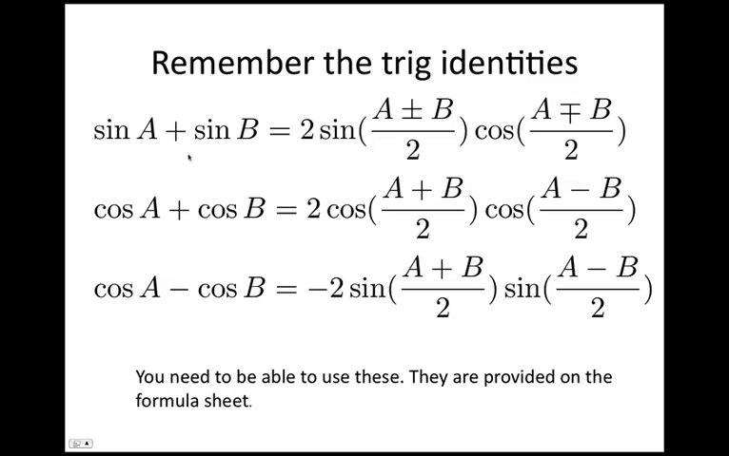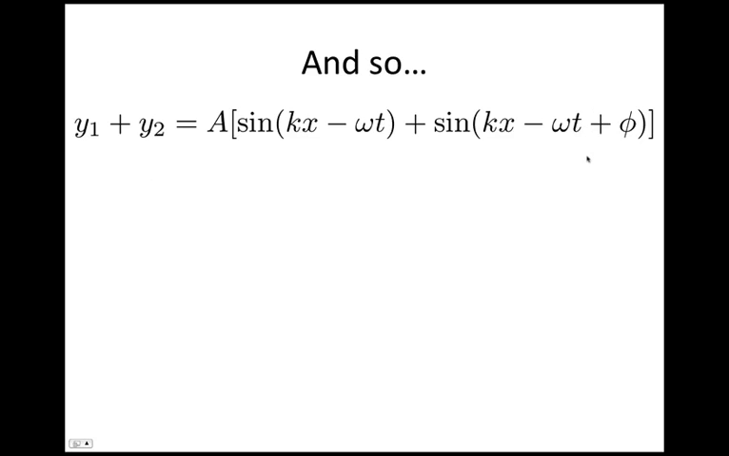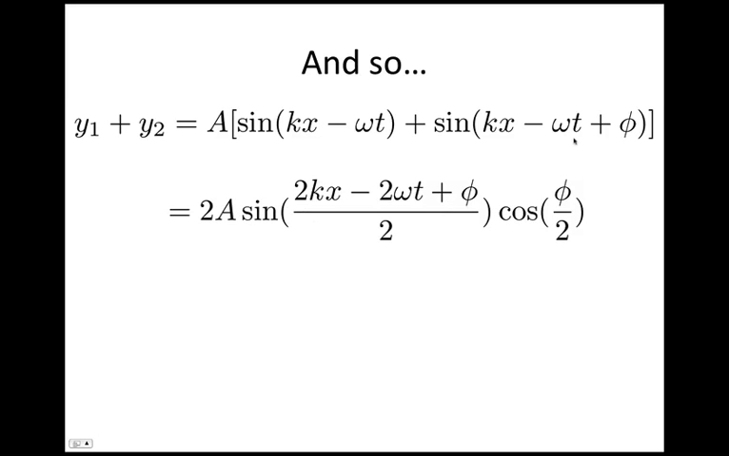Okay, so you need to be able to add and subtract sine and cosine functions. These trig identities are all provided on the formula sheet, but you need to remember how to use them. So to solve this one, we were adding together two sine waves, so we'll need to use sin A plus sin B equals 2 sin((A+B)/2) cos((A−B)/2). Okay, so here's our A, here's our B. We end up with sine of A plus B. When we add these together, we get 2kx minus 2ωt, but there's only one φ, and we need to divide all that by 2.